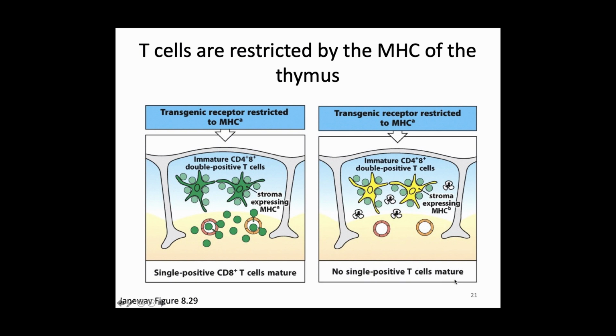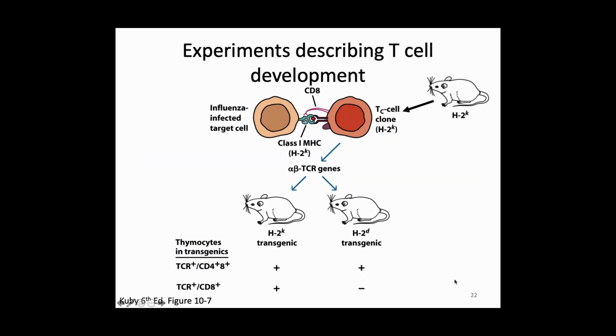Experiments like this are one of the ways we started to understand the role of MHC in T cell development and the order of some of the different types of populations that are seen in the thymus. And so you can see another view of the same type of experiment here. If we were to take a mouse of the H2K MHC type, take our favorite T cell, this T cell that recognizes an influenza infected target cell, and it's a CD8 T cell, and clone out its alpha and beta TCR genes, and then put them into an H2K embryo, as shown on the left, we would see double positives, and those double positives would successfully keep developing and become single positive CD8 T cells.